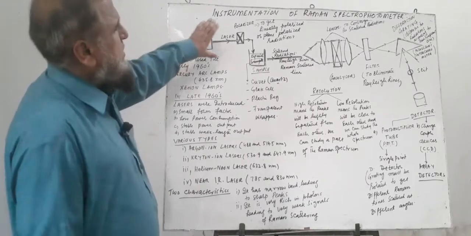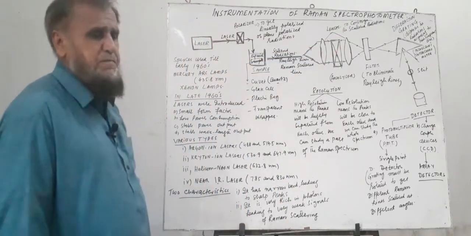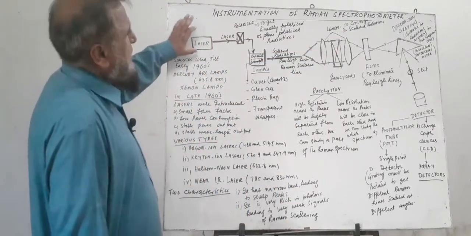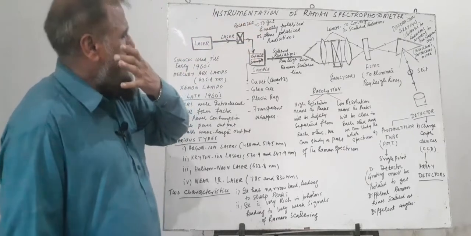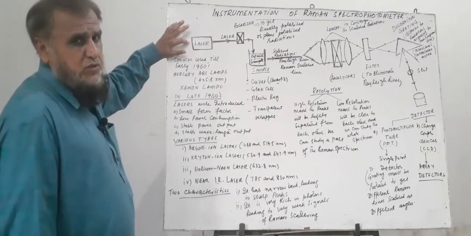Today's lecture is about instrumentation of Raman spectrophotometer. The different components of the spectrophotometer have been drawn on the board. We will discuss one by one each of them. The first component is the radiation source.